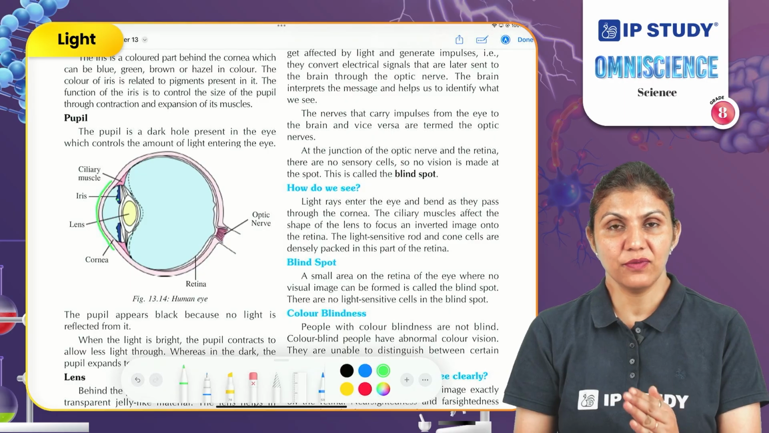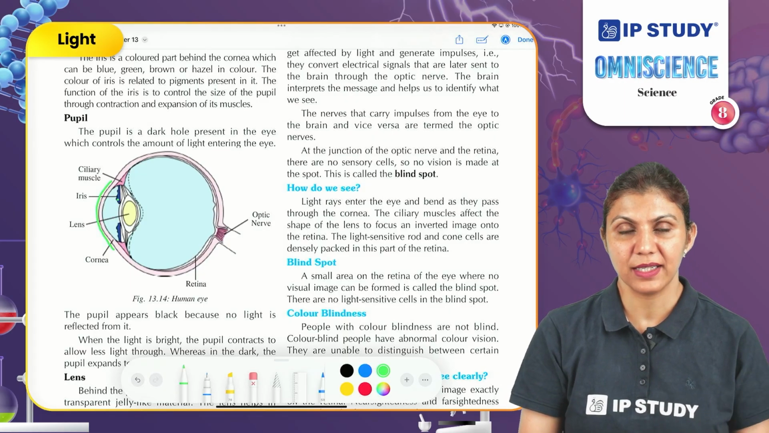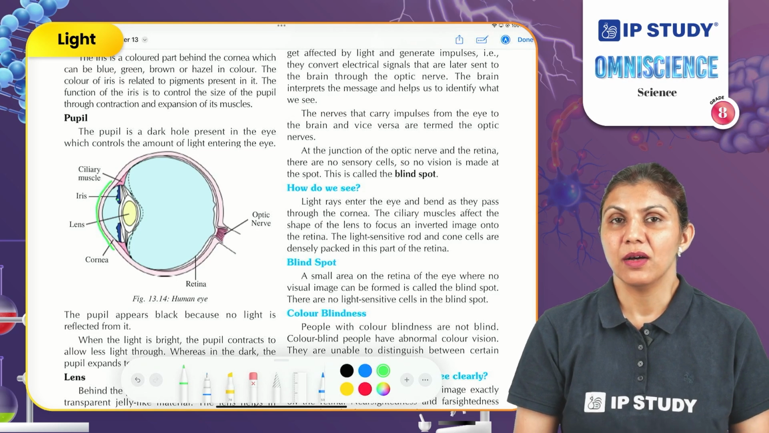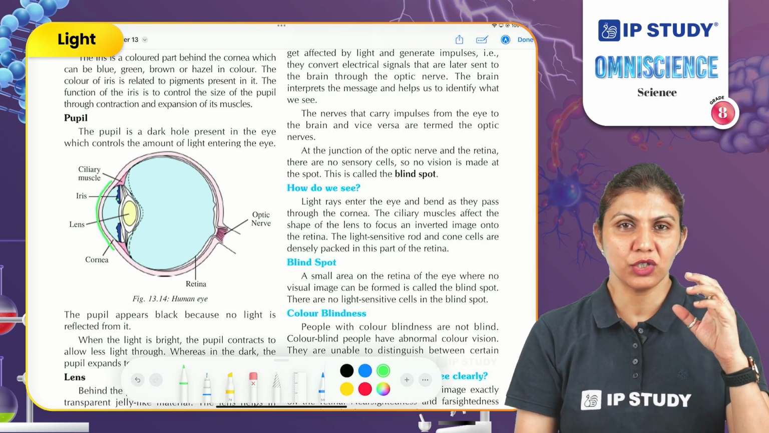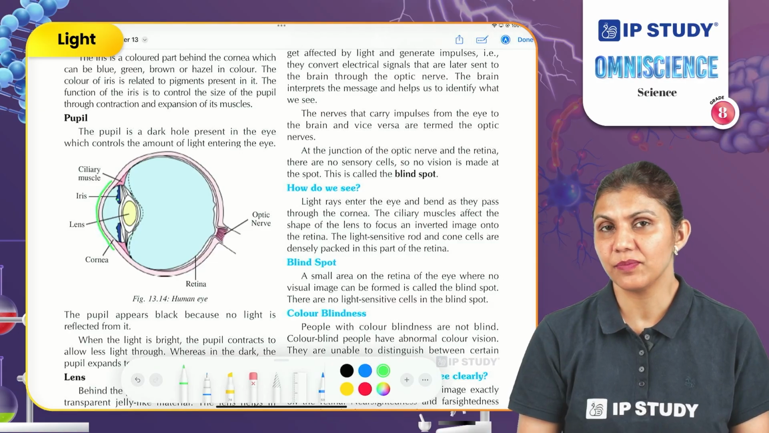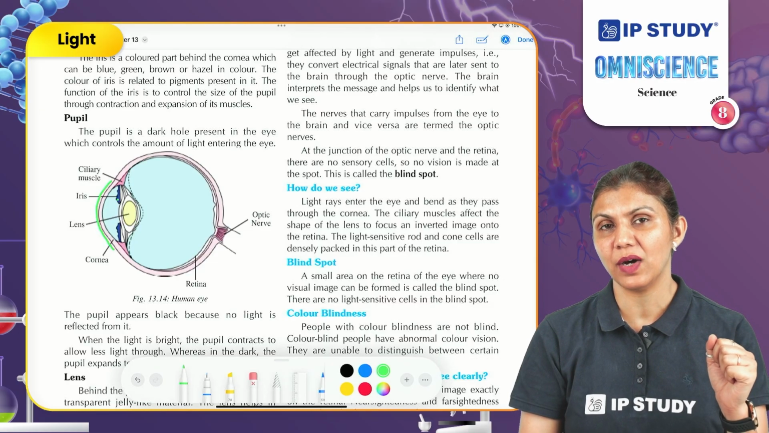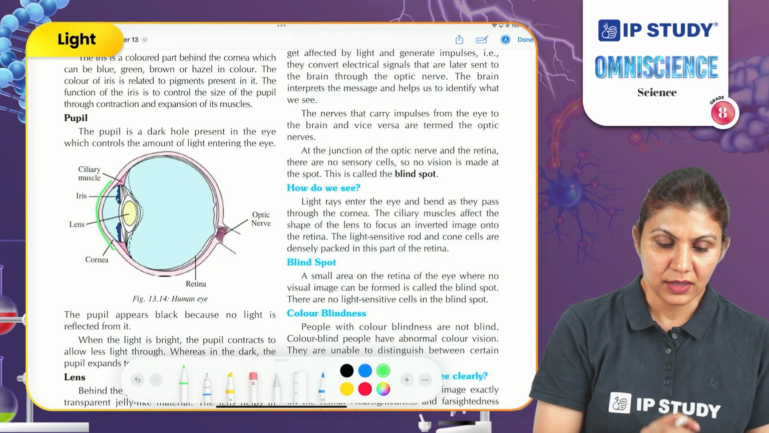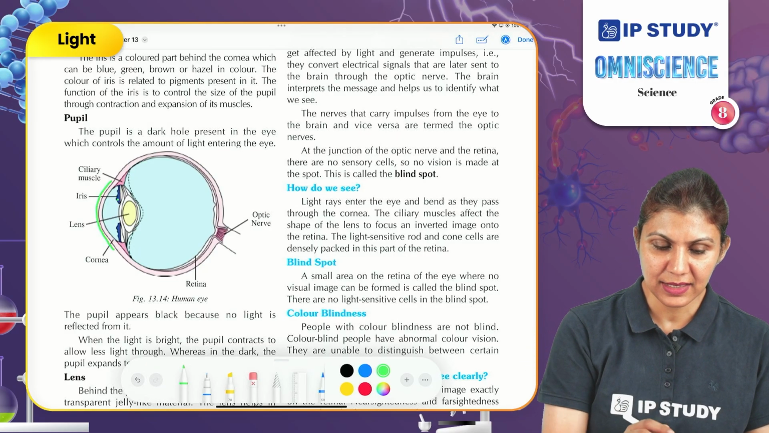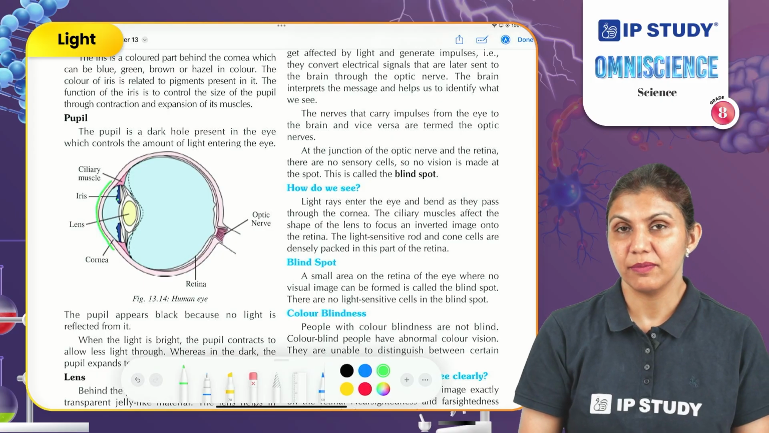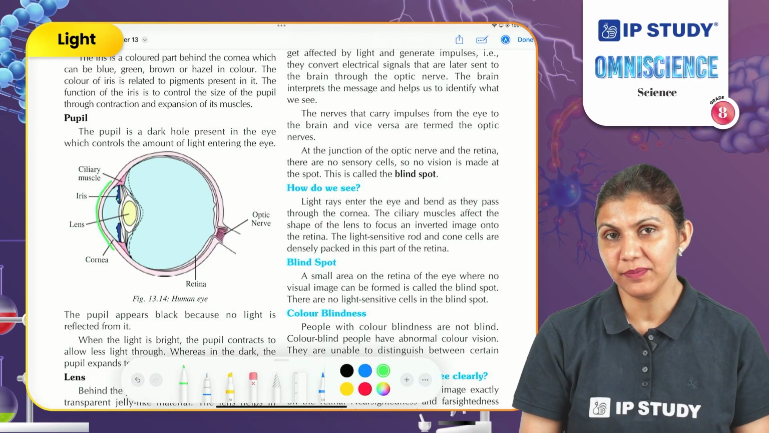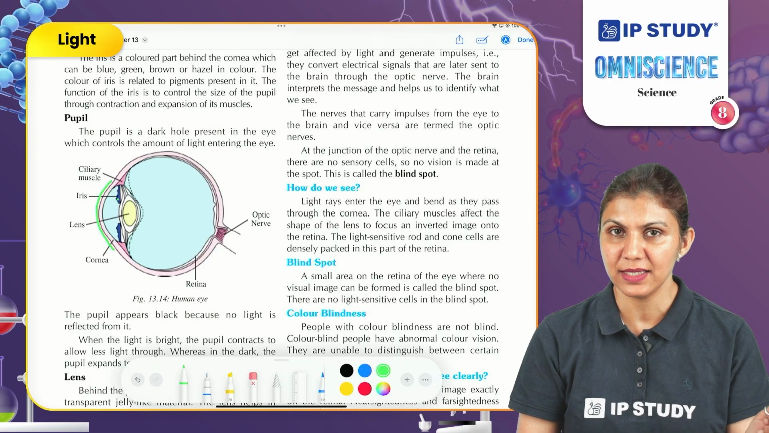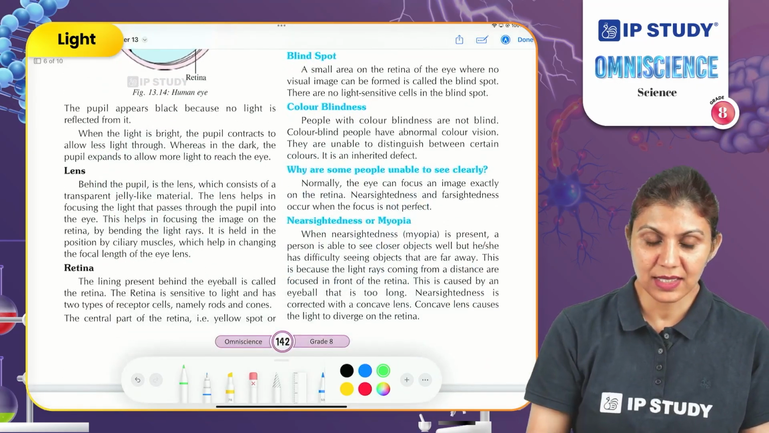If you enter from a darker room to a brighter area, for example from a room to outside in a sunlit area, what do you do? You close your eyes or you shrink your eyes. Why does this happen? So that only a limited amount of light can enter your eyes. This is all controlled by the iris and ciliary muscles. It means the opening of the eye to allow the amount of light to enter your eye is controlled by the iris and ciliary muscles.